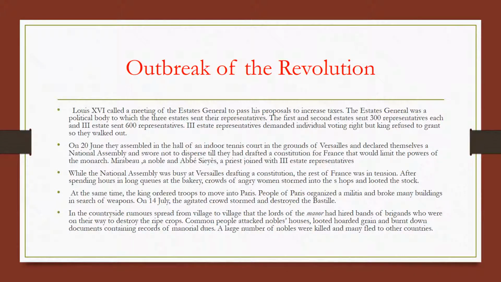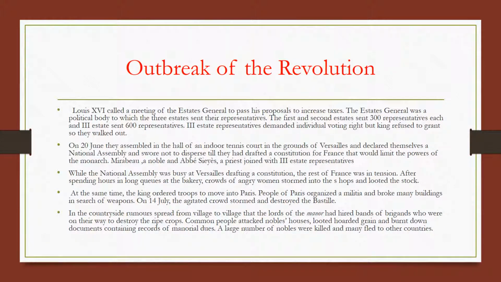While the National Assembly was busy at Versailles drafting a constitution, the rest of France was in tension. After spending hours in long queues at the bakery, crowds of angry women stormed into the shops and looted the stock. At the same time, the king ordered troops to move into Paris. People of Paris organized a militia and broke into many buildings in search of weapons. On the 14th of July, the agitated crowd stormed and destroyed the Bastille.